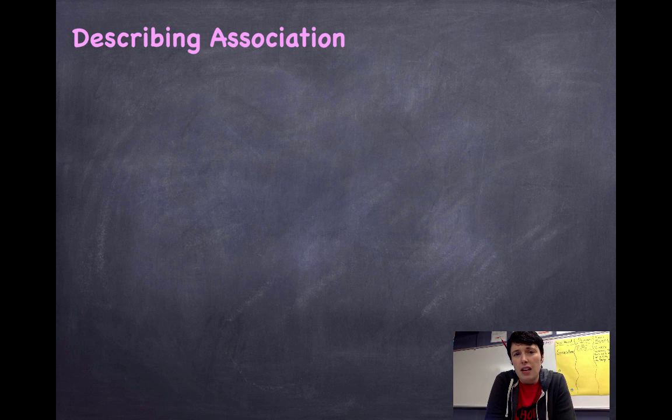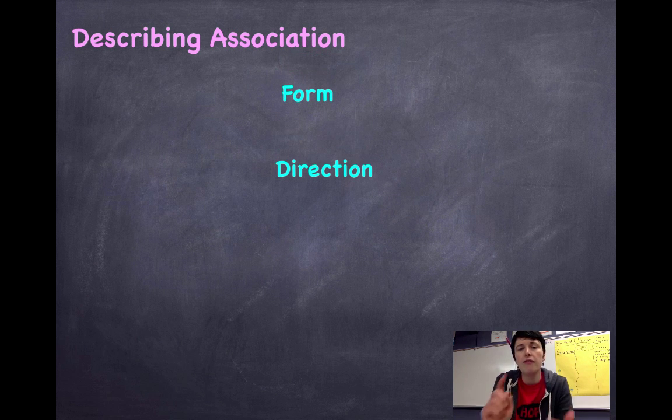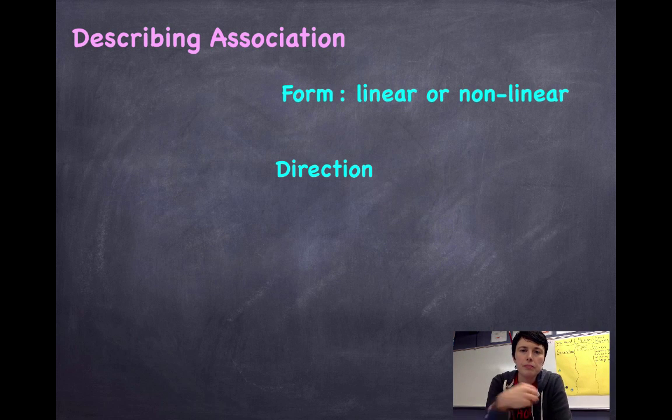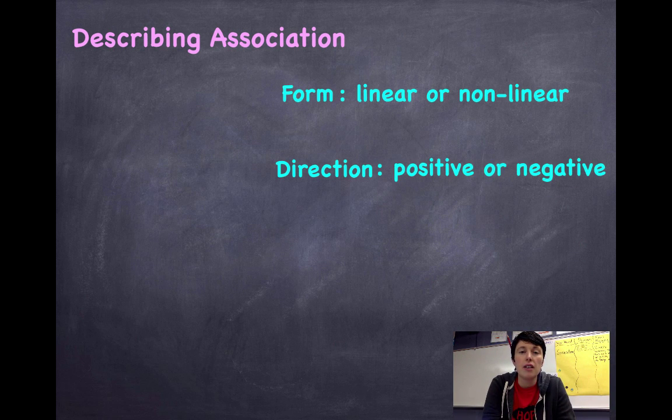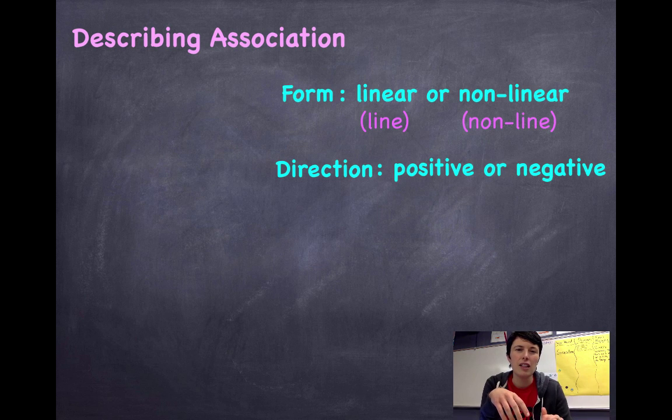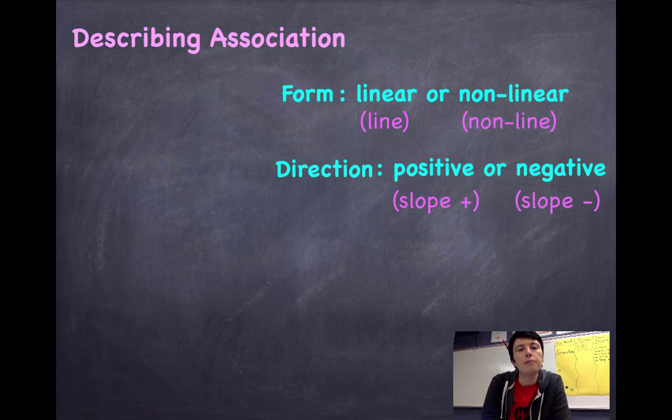Now here's what it looks like. We're going to learn how to describe association. So there are some key things. Form and direction are some of the things we always talk about. When I say form, right now for our class, I'm talking about is it linear or nonlinear? And for direction, I'm talking about is it positive or is it negative? Linear and nonlinear basically means does the data look like it goes in a line or does it not look like a line? And positive or negative is referring to the slope. Does it have a positive slope or a negative slope?